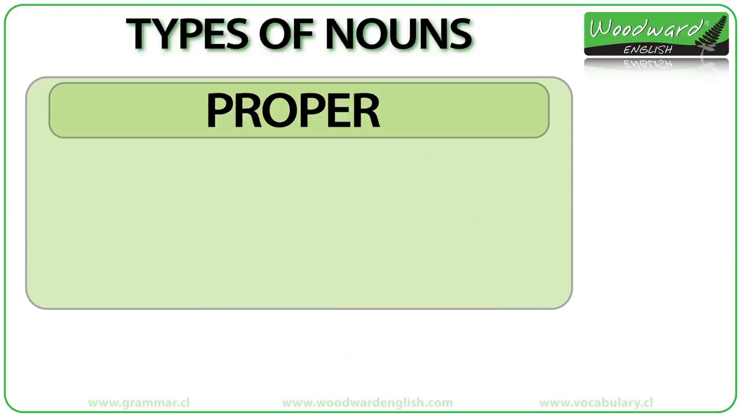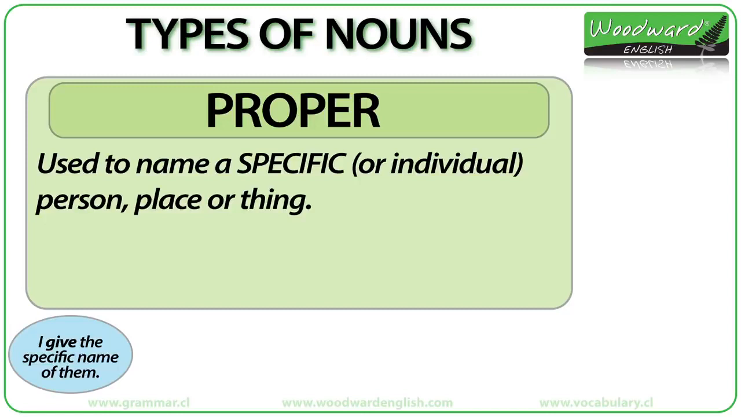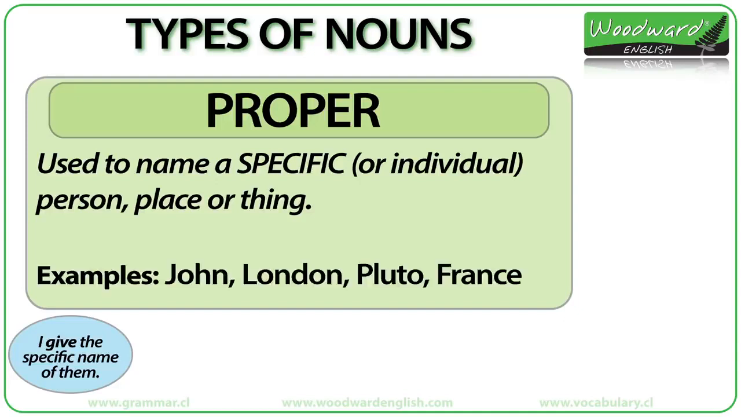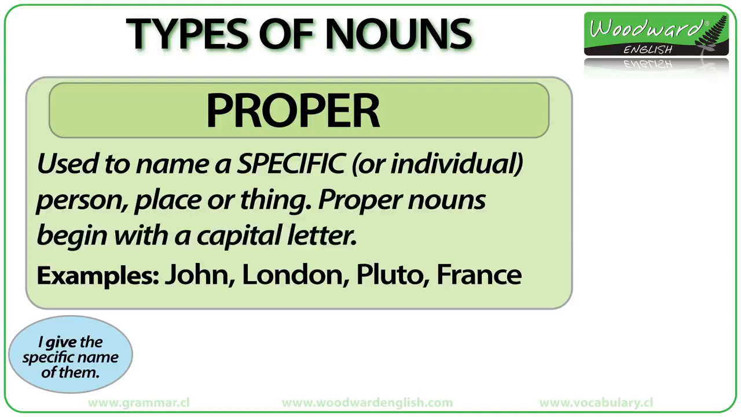Proper nouns. Proper nouns are used to name a specific or individual person, place, or thing. Examples of proper nouns are John, London, Pluto, France. Notice that in English, proper nouns begin with a capital letter. London begins with a capital L and not a small l. Pluto begins with a capital P and not a small p.